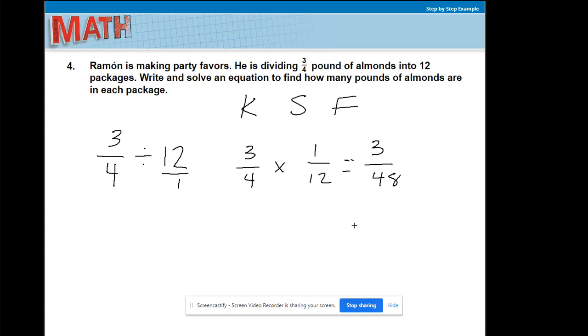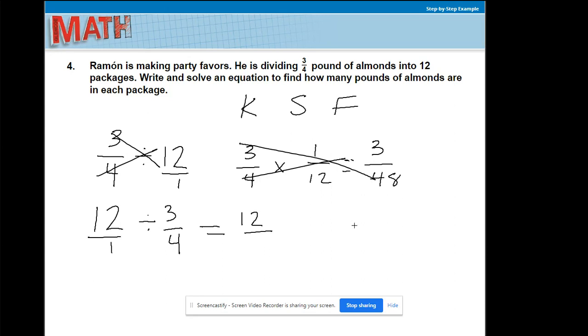I think right here I can already tell that I kind of messed up. So I'm going to cross this out and try again. I'm actually going to put 12 first, divided by 3/4, and then solve my problem. We are going to keep 12 over 1, switch it from division to multiplication, and flip this last number, which is going to be 4 over 3, which then we are going to get 48 over 3.